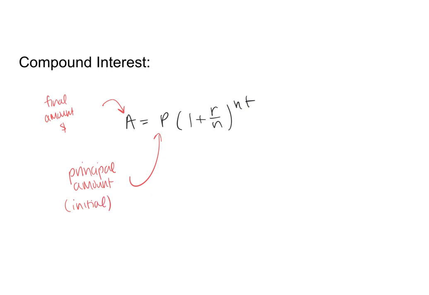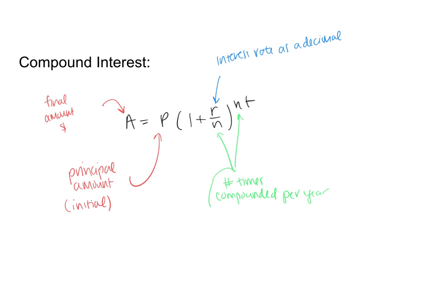Okay. R is your interest rate. Make sure it's expressed as a decimal. And n is the number of times compounded per year. So basically that's like the number of times your interest is assessed on an account.